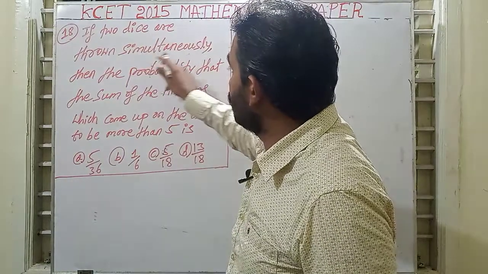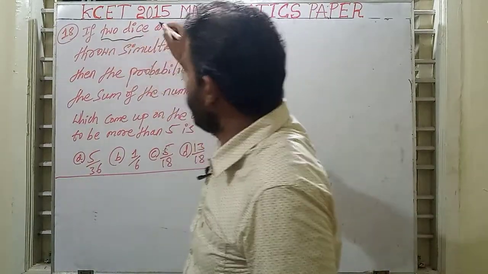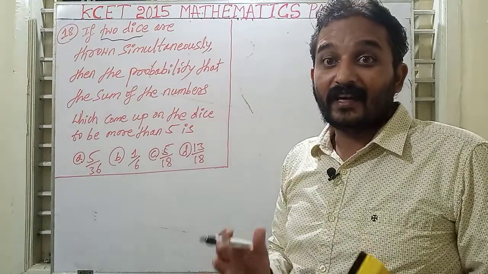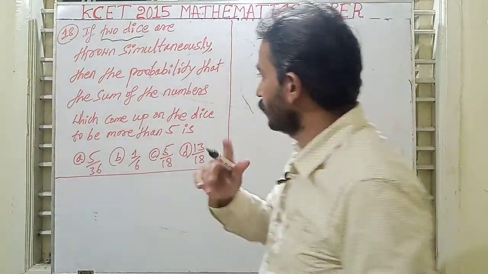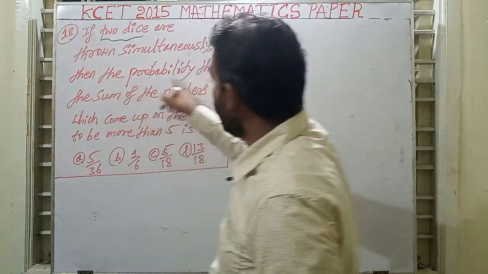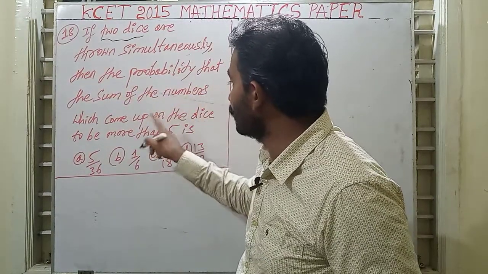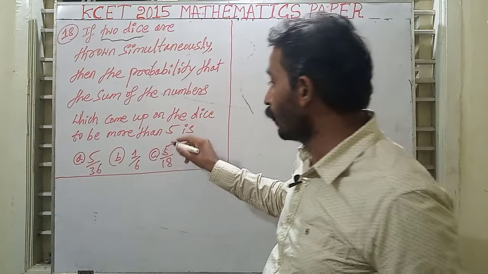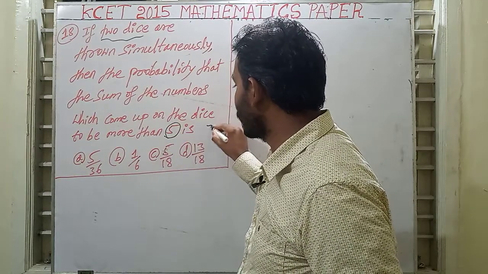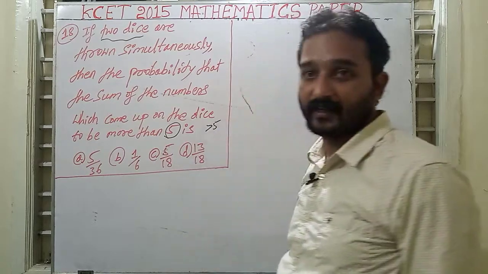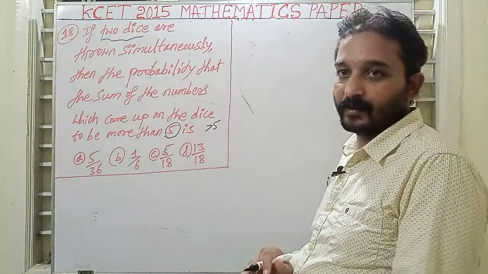If 2 dice are thrown simultaneously, 2 dice, okay, you know the number of results for 2 dice is 36. When 2 dice are thrown, how many outcomes come? 36. Then the probability that the sum of the numbers which comes up on the dice is more than 5, nothing but what? Greater than 5, strictly greater than 5, not equal to 5.